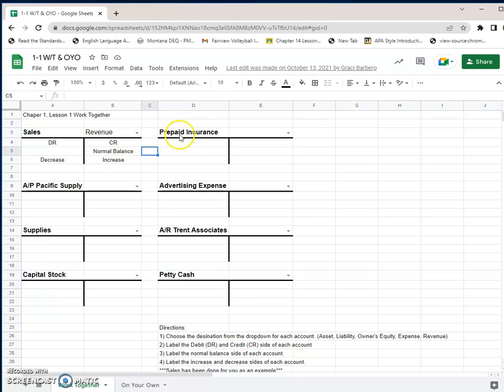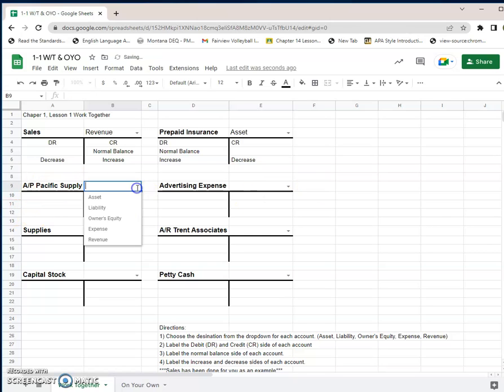So our next one, prepaid insurance. It is an asset. And again, debit on the left, credit on the right. Because it's an asset, its normal balance is a debit, and it will increase with a debit, and it will decrease with a credit.